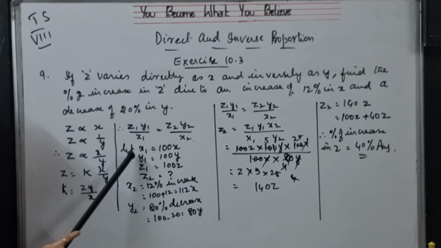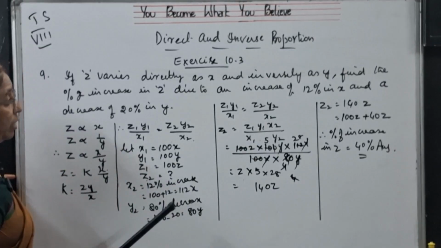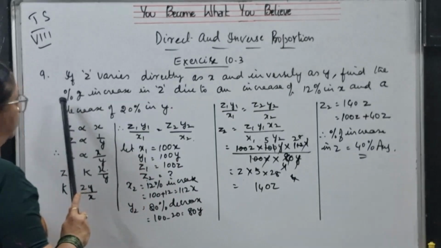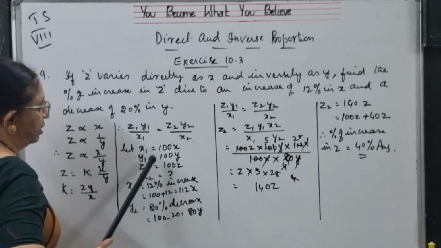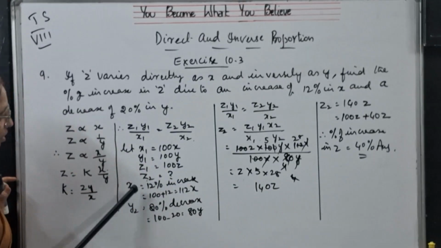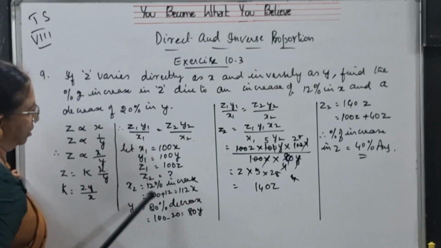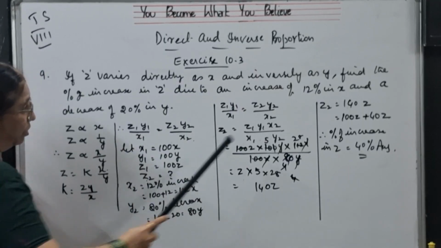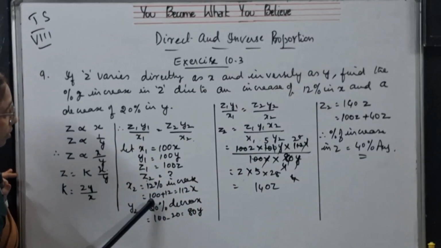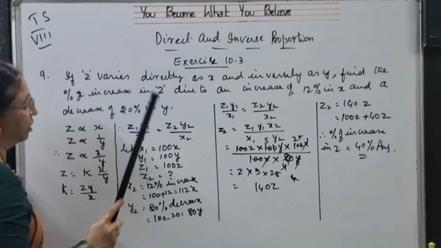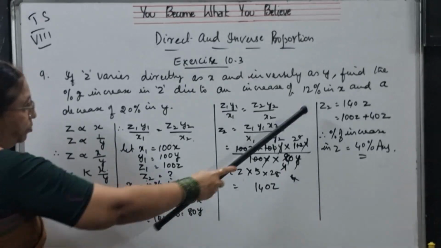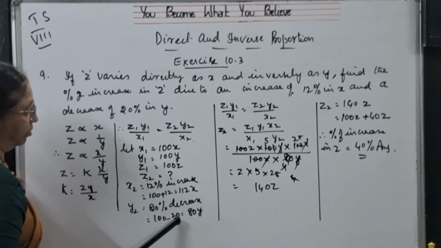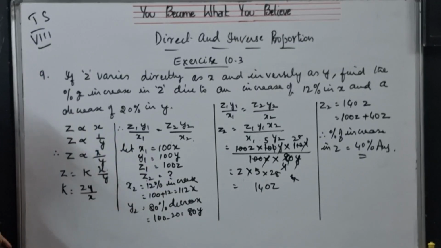So what is X1? Let us suppose it as 100x. Why? Because we are talking about percentages. And y1 is 100y, z1 is 100z. We don't know what is z2, they are asking. What is the x2? 12% increase. So that is 100 plus 12, 112x. Y2 is 20% decrease. So 100 minus 20, 80y.